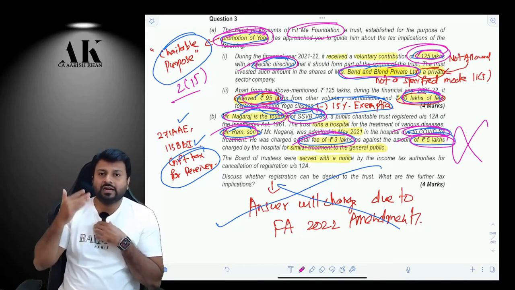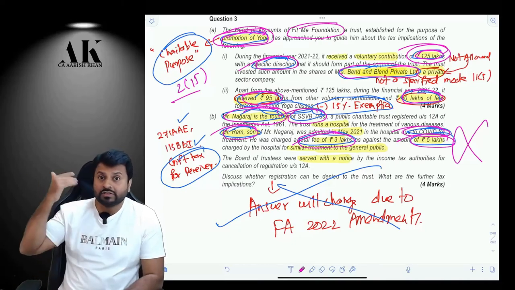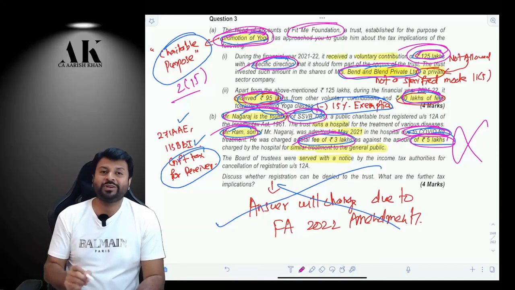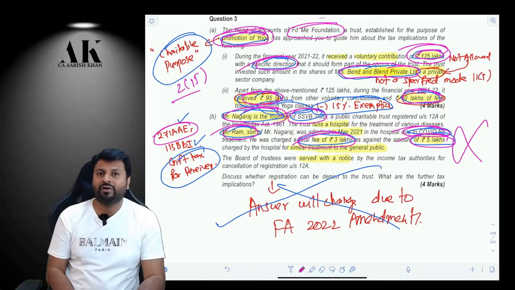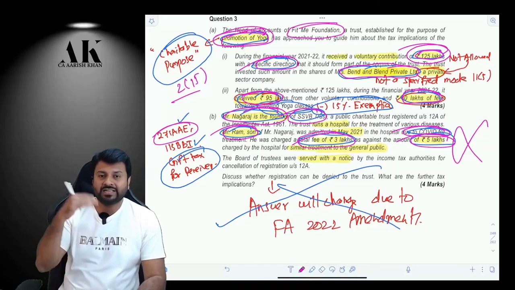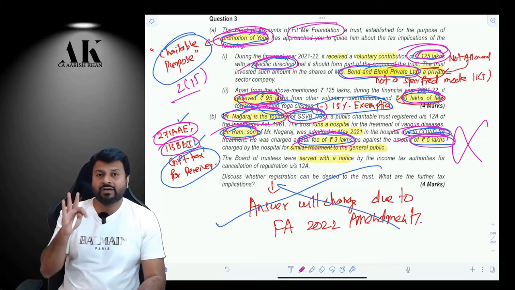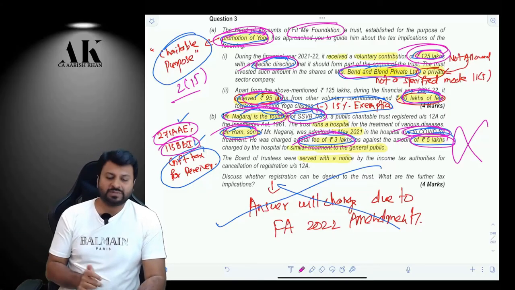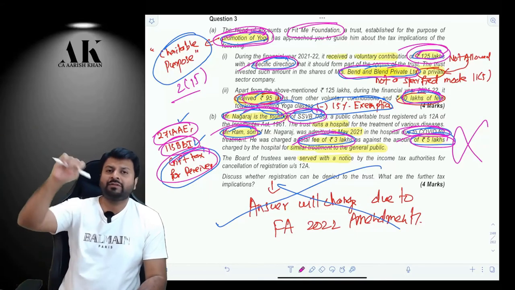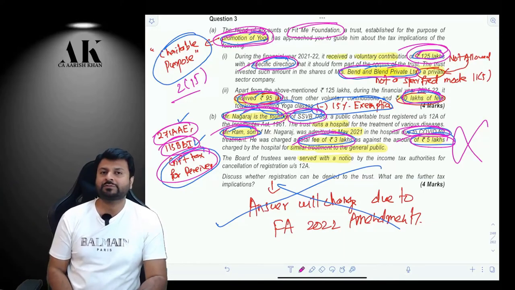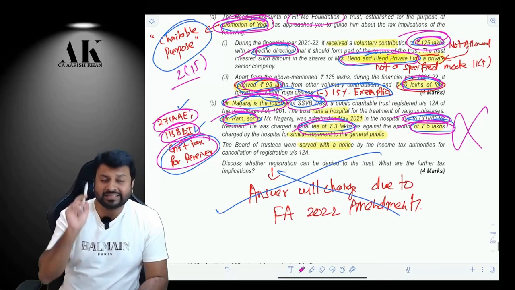So in that case, the trust will be liable for a lot of new provisions which are brought by the Finance Act 2022. The trust will be liable for a penalty under section 271AAE of 100% in the first case, and in a subsequent case it is 200%. The trust will also be liable for tax at the rate of 30% for giving unintended benefits to the specified person. The receiver will also be liable for gift taxation under the income tax provision 56(2)(x). So the answer will drastically change.